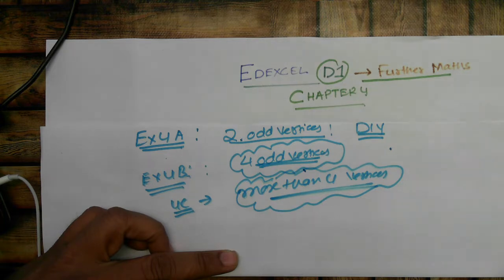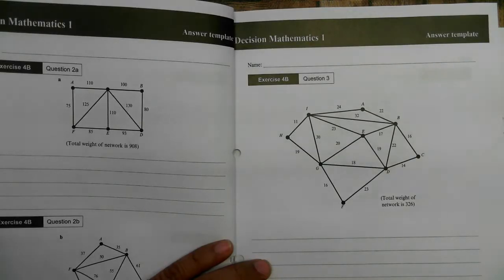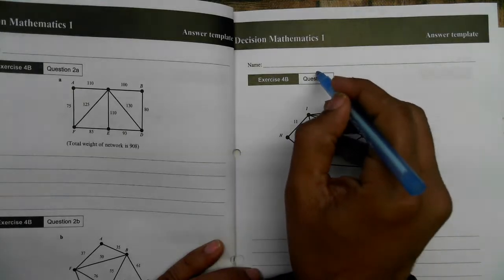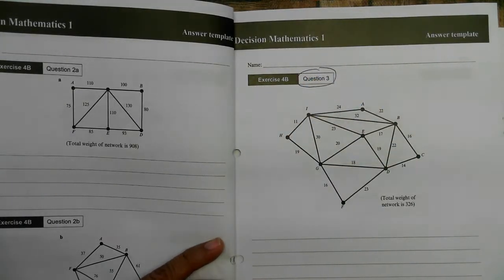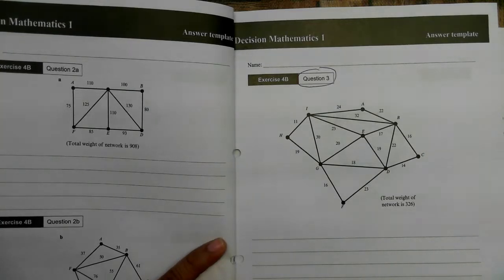Okay, so let's do some questions from the book. All right, the first question which I've decided to do is exercise 4B, question number 3. If you get time, pause the video for a second and have a look at the question. The question talks about a diagram representing a network of cables joining computer servers in a university.